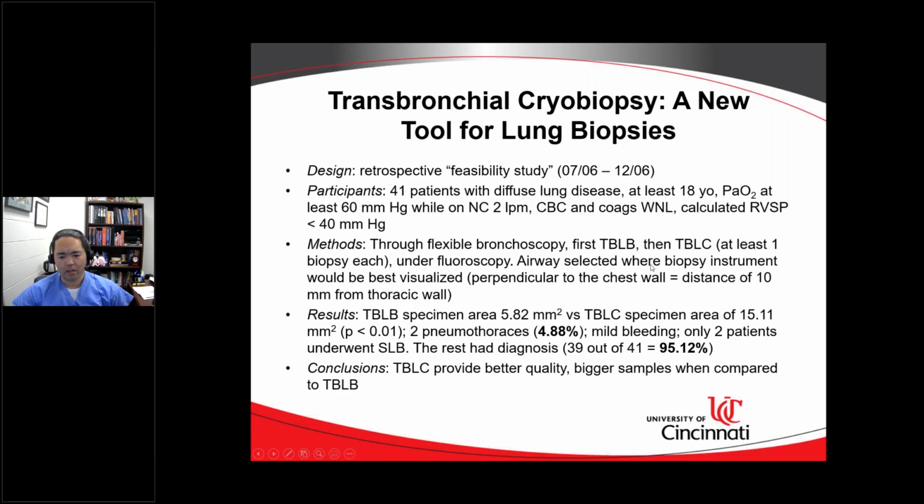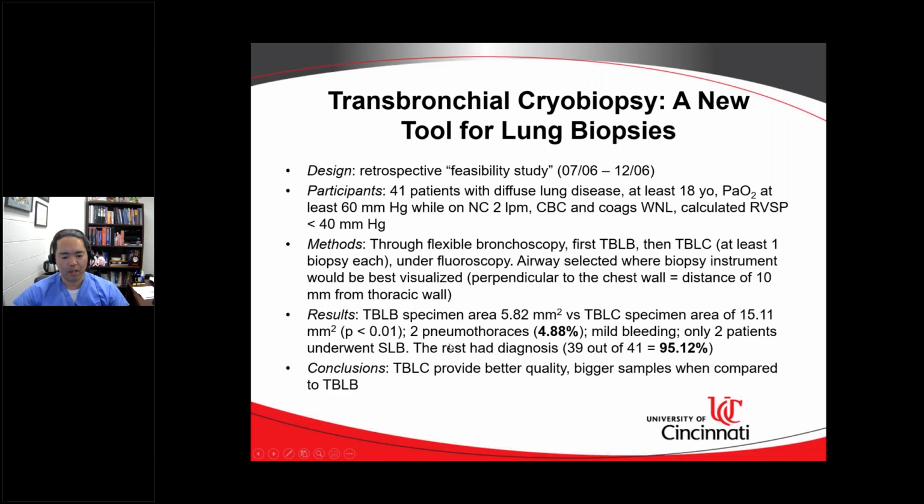They selected the airway where the biopsy instrument would be best visualized. I have a picture in the next few slides of what I mean by that, and it's the airway that is perpendicular to the chest wall. So that's the one where you have the perfect 90-degree view. And they targeted a distance of 10 millimeters from the thoracic wall. As I was mentioning before, the area for transbronchial lung biopsy, the usual biopsies, is 5.8 square millimeters, and the transbronchial lung cryobiopsy specimen area was 15, which was statistically significant.